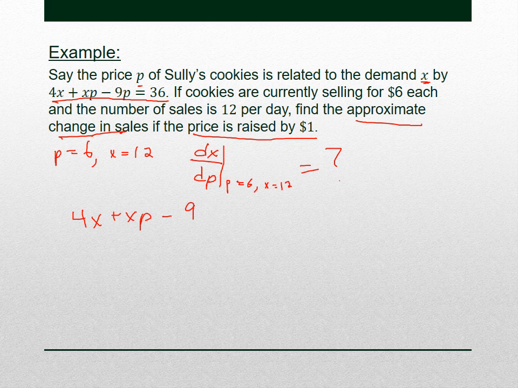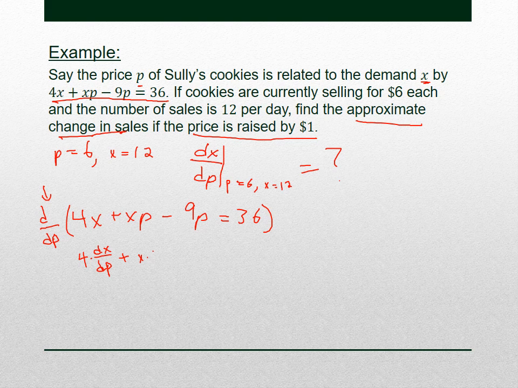Okay, so how can we do that? Well, we'll have to look at this equation, 4x plus xp minus 9p equals 36. And in order to force something like a dx/dp to show up, we need to take the derivative implicitly with respect to p. So 4x, taking the derivative with respect to p, you get 4, and then since it was the derivative of an x, we multiply by dx/dp, just as before we multiplied by y prime.